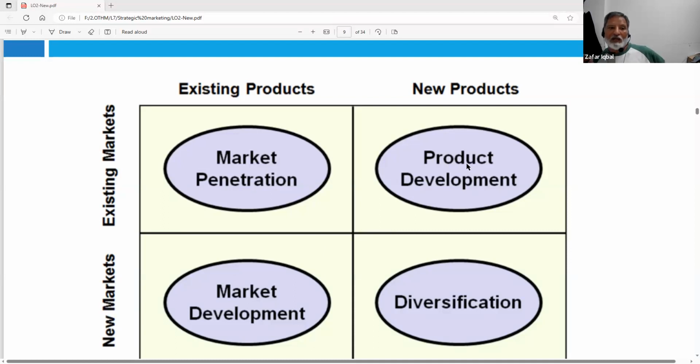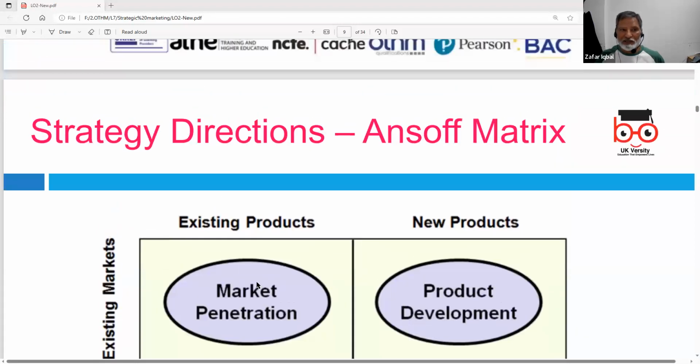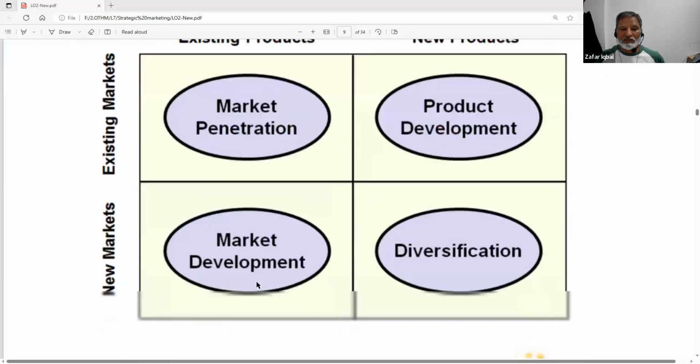You develop newer products for existing markets, or you develop new markets for existing products, and therefore you can go in the middle bit. Okay, so you can use the Ansoff matrix in order to move in different directions.